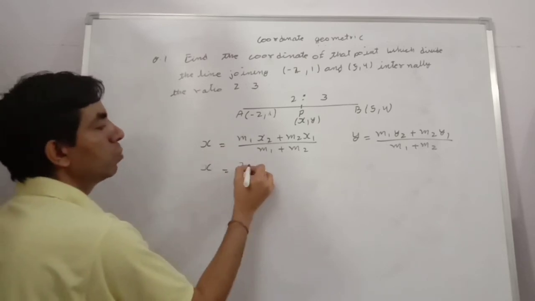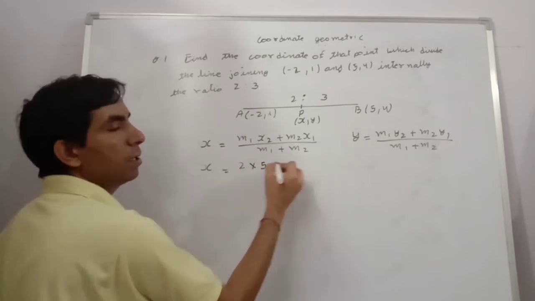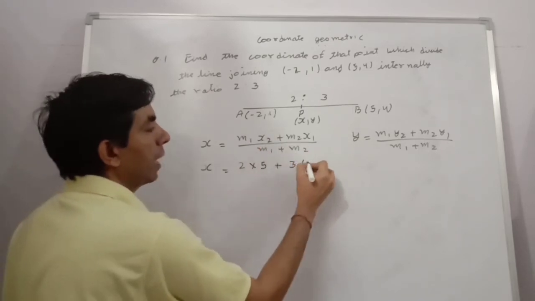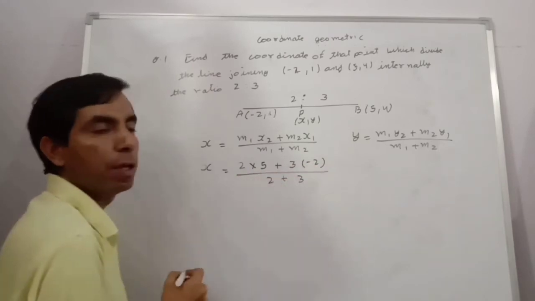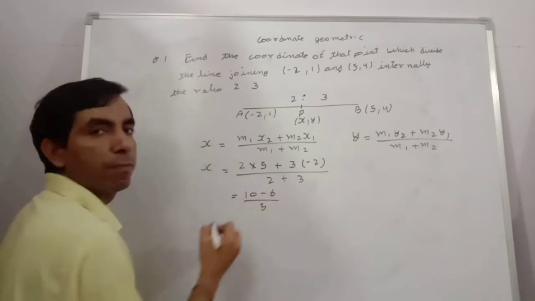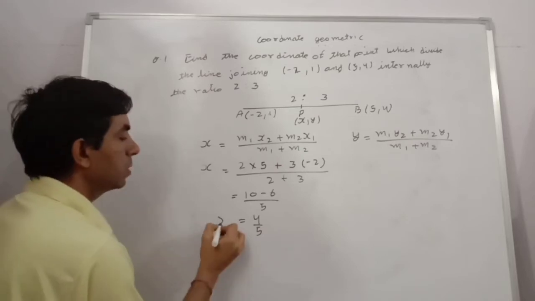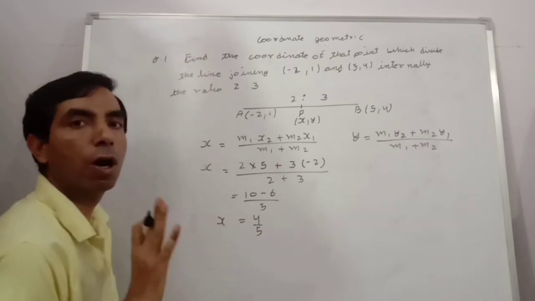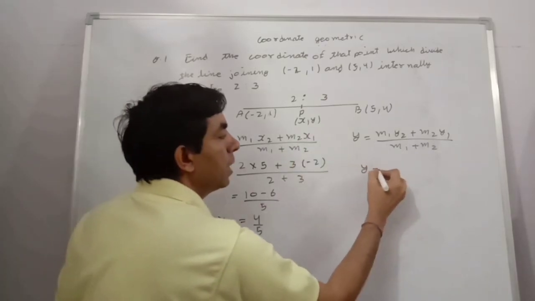m1 is 2 multiplied by x2 which is 5, plus m2 which is 3 times x1 which is -2, upon m1 plus m2, 2 plus 3, 5. That is 10 minus 6 upon 5, then we get 4 upon 5. Means we have found the coordinate of x. Then we solve y by a similar method.